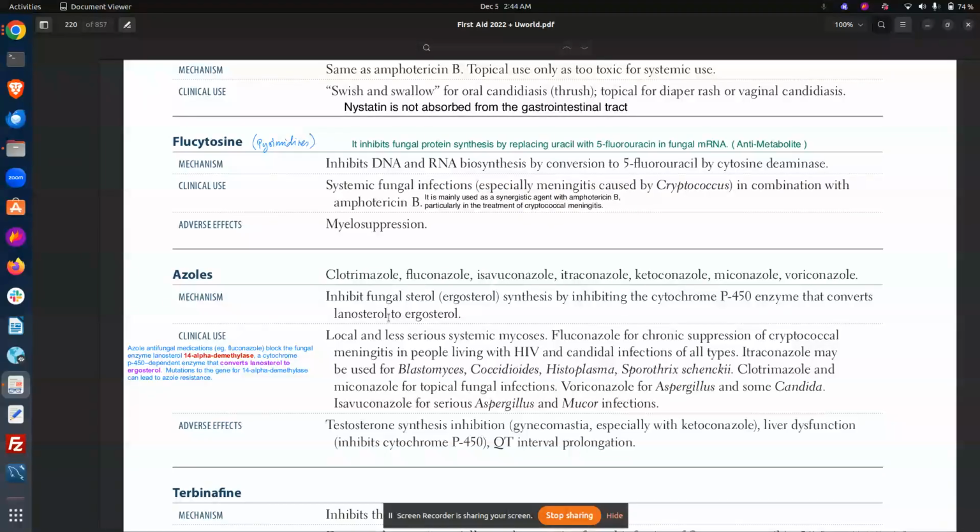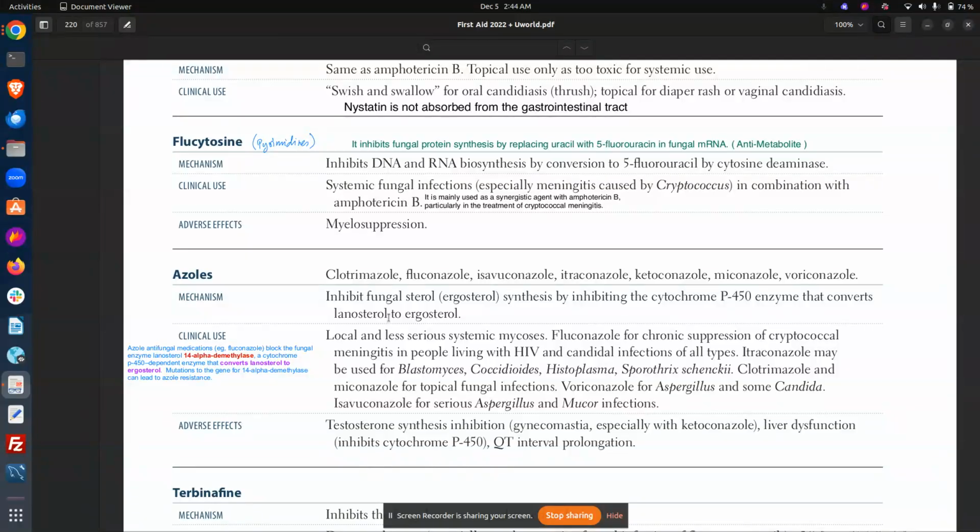So these are all high yield points. Remember, fluconazole for the cryptococcal meningitis in HIV patients. Remember, itraconazole for dimorphic fungi. Remember, voriconazole is the drug of choice for aspergillus and is also used for some candidal infections. Okay, isavuconazole is for serious invasive aspergillus infections and for mucormycosis, but it's not that important. Remember, the important ones are fluconazole for cryptococcal meningitis, voriconazole for aspergillus, which is the drug of choice, and itraconazole for dimorphic fungus.